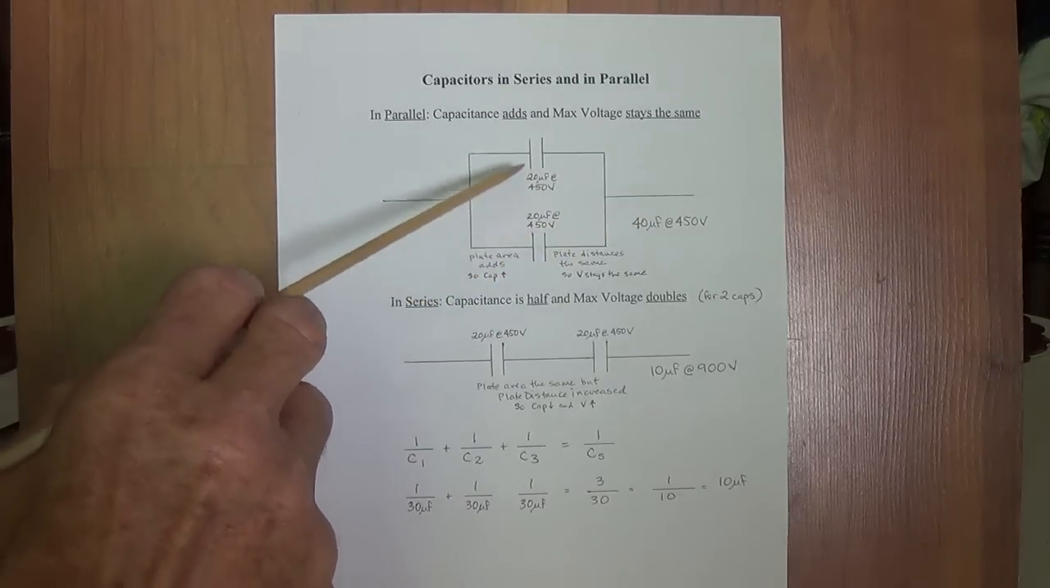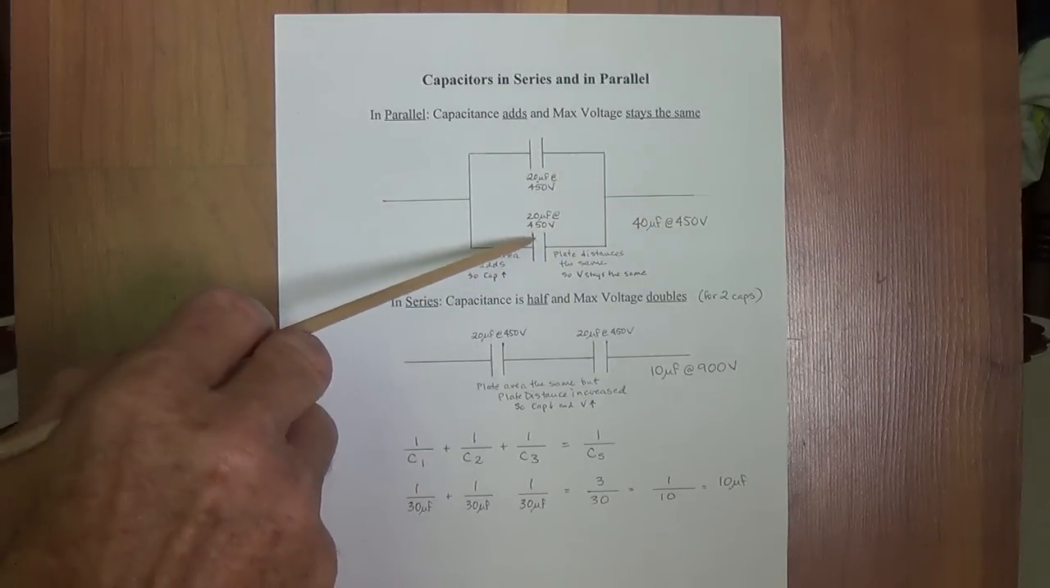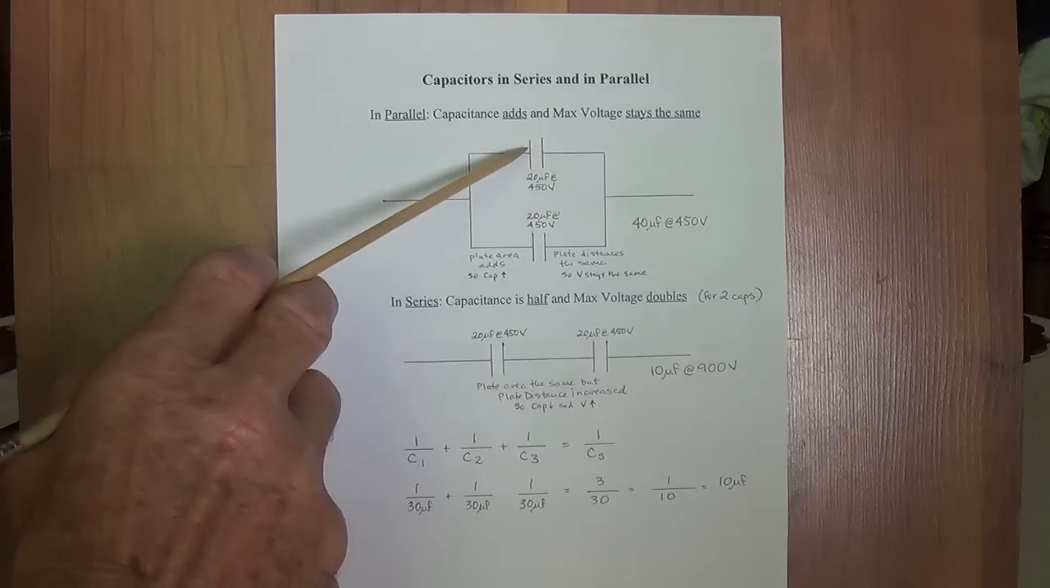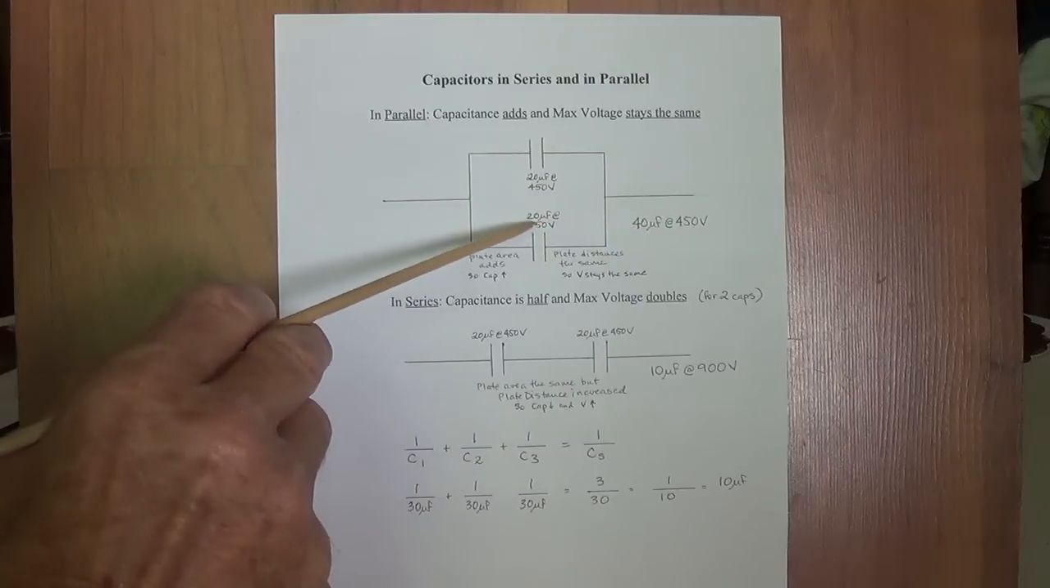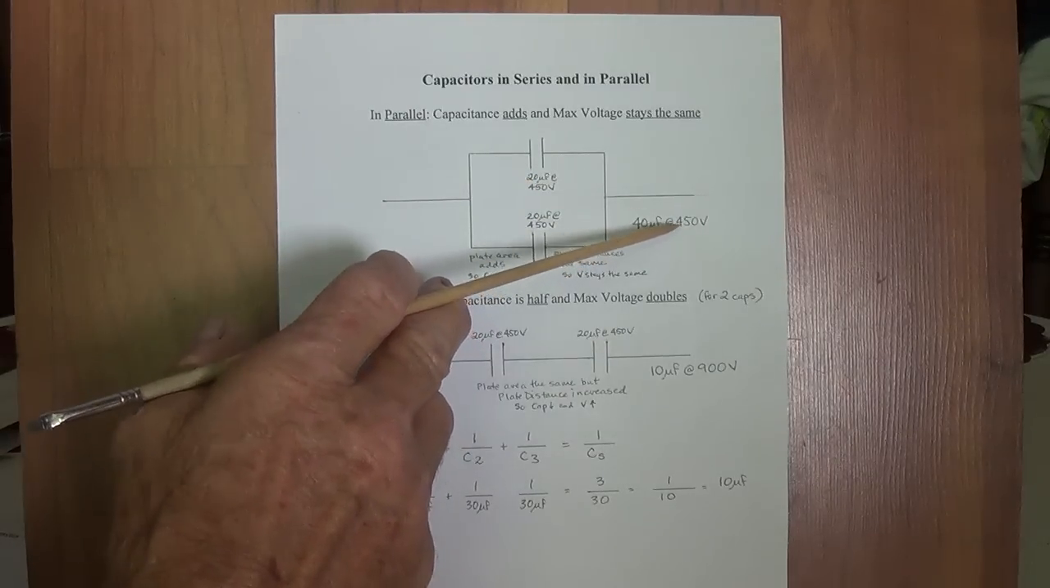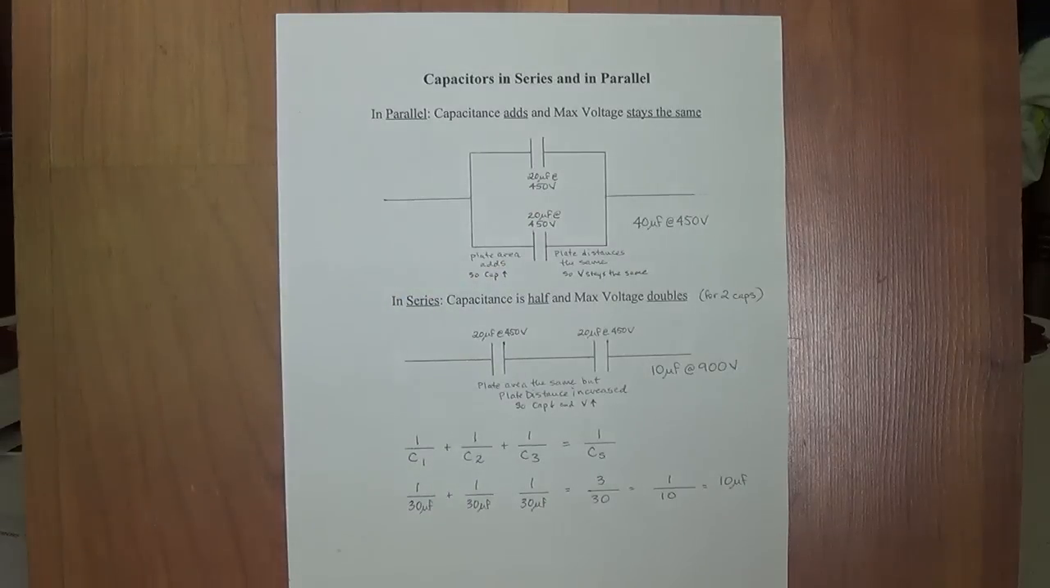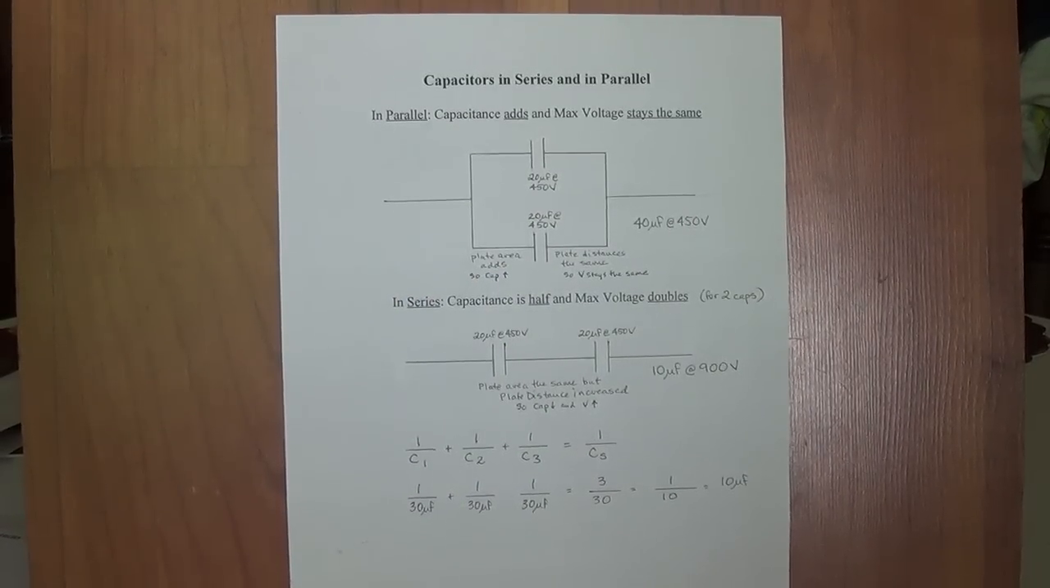However, the distance between the plates remains the same, so the voltage rating will remain the same. And since it's 450 for each of these capacitors, we end up then with a voltage rating for the pair wired in parallel at 450 volts.